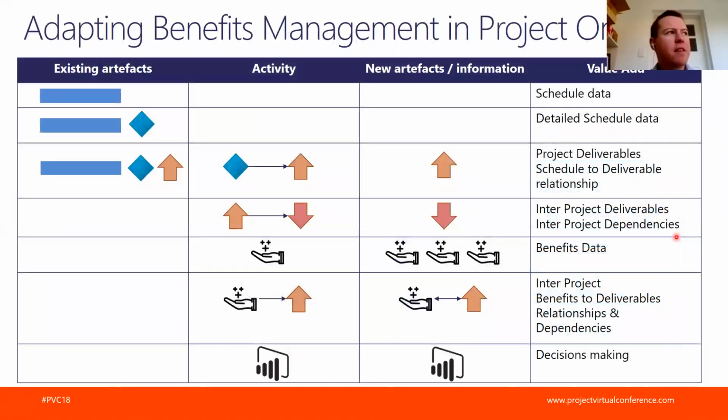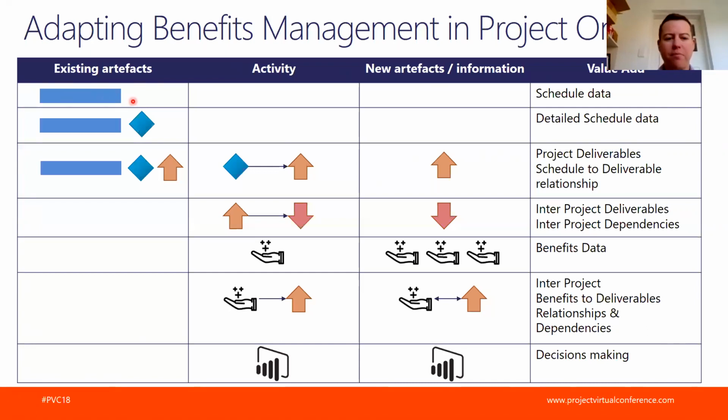Now, how we are adapting benefits management into Project Online. Here is a table which is showing the existing artifacts that we have currently in Project Online, some activities, and the new artifact or the new information that we're creating, and eventually the added value of it. So you may recognize here a task. This is something that we have scheduled data in Project Server, Project Online.